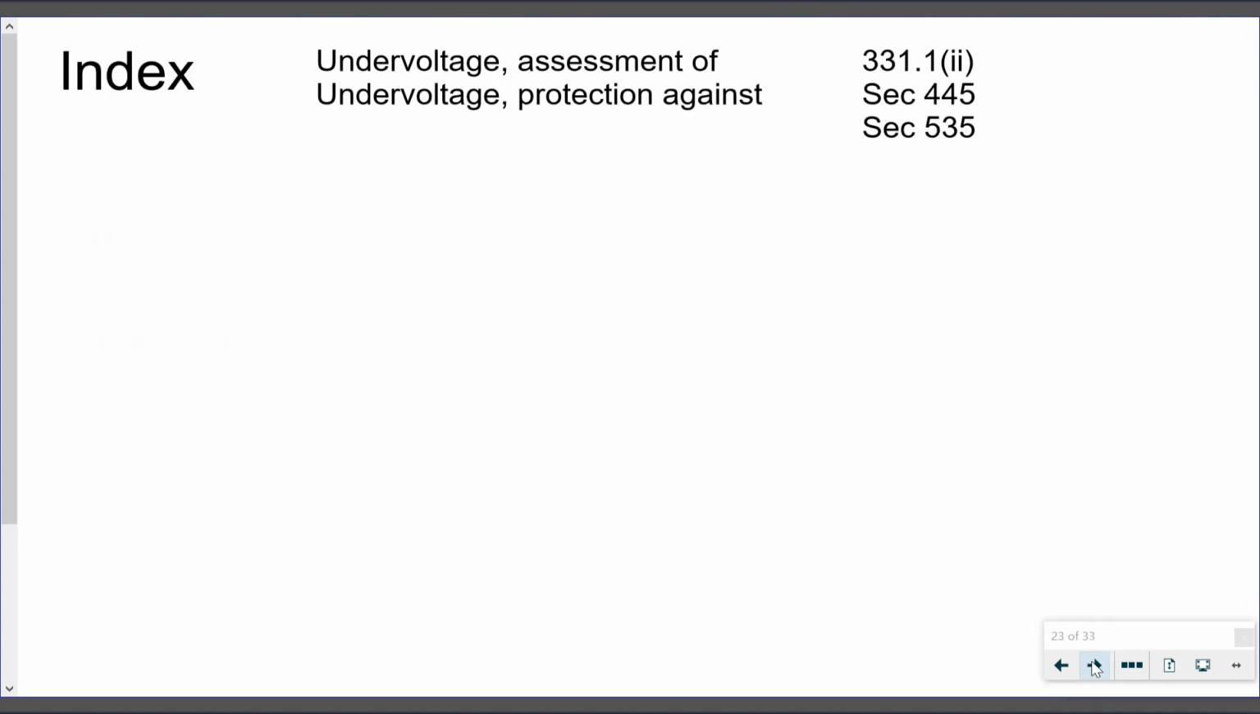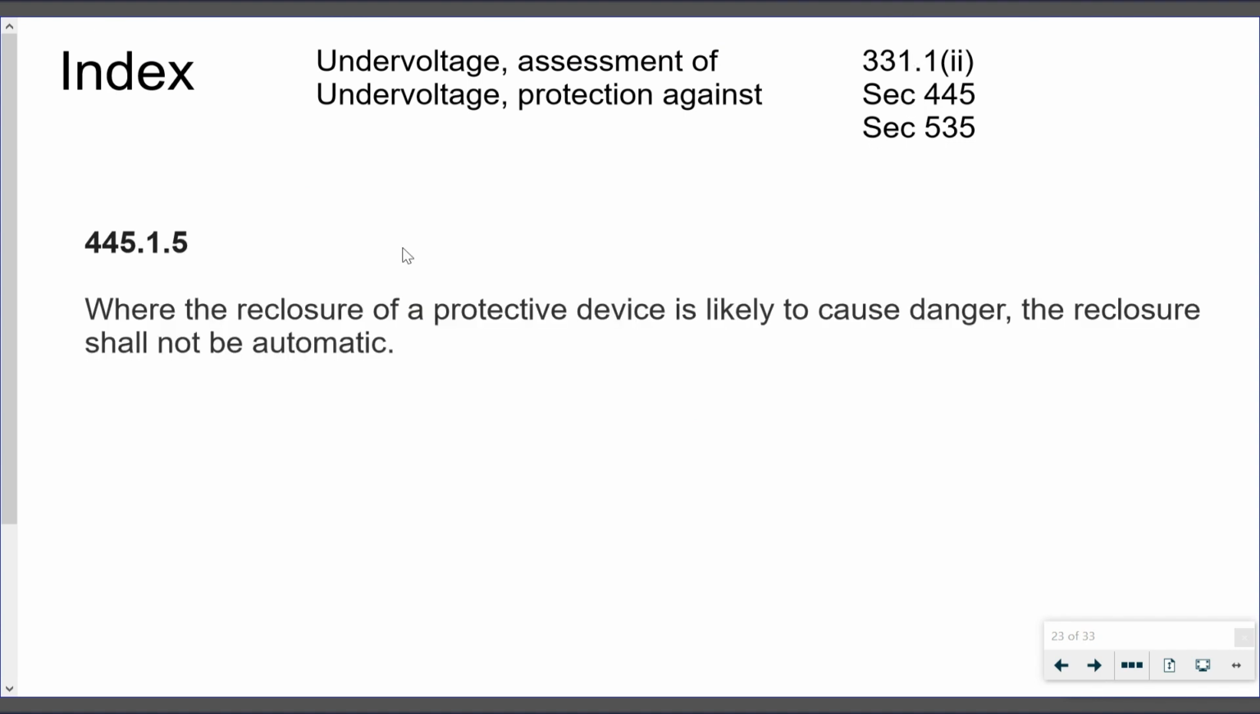Okay. So when we get into the index, under voltage, assessment of, it takes us to 331.1 or section 445. If you look at 331.1, it just gives us the list, and then section 445, at 445.1.5, it says at the bottom of the page, where the reclosure of a protective device is likely to cause danger, the reclosure shall not be automatic.